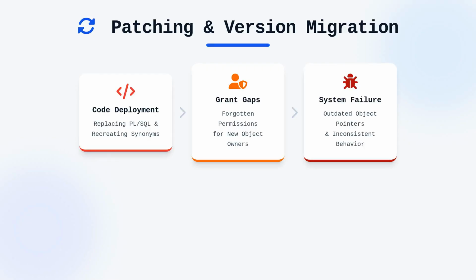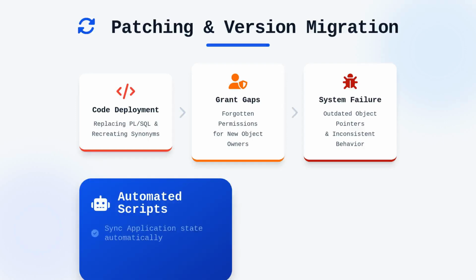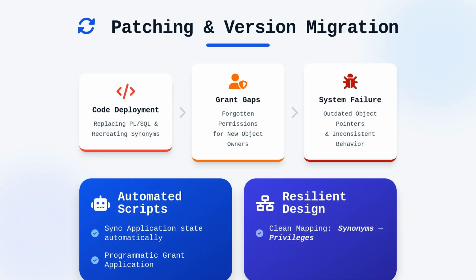This requires a disciplined approach, likely integrated into your automated deployment scripts, to ensure that the state of your synonyms and permissions is always in sync with the expectations of the application layer. By maintaining a clean mapping between your synonyms and the granted privileges, you reduce the surface area for unexpected bugs and lock-in, leading to a much more resilient database architecture over the lifecycle of the system.